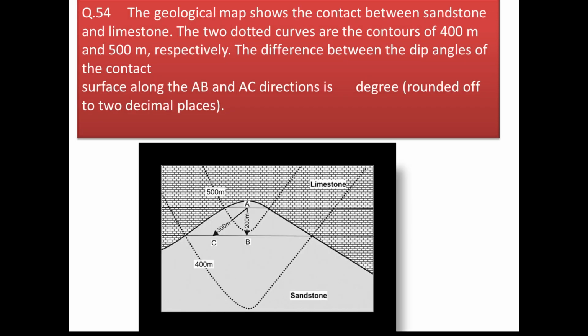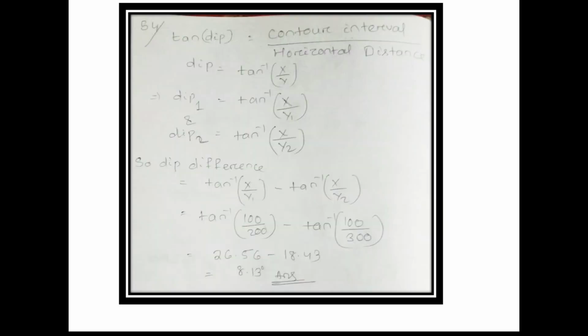Okay. Next question. The geological map shows the contact between sandstone and limestone. The two dotted curves are the contours of 400 and 500 meters respectively, and the difference between the dip angles of the contact surface along AB and AC directions is dash degree. Now see, tangent of dip equals contour interval divided by horizontal distance.